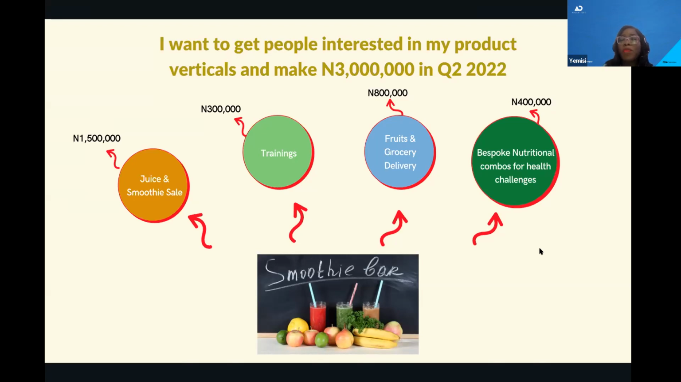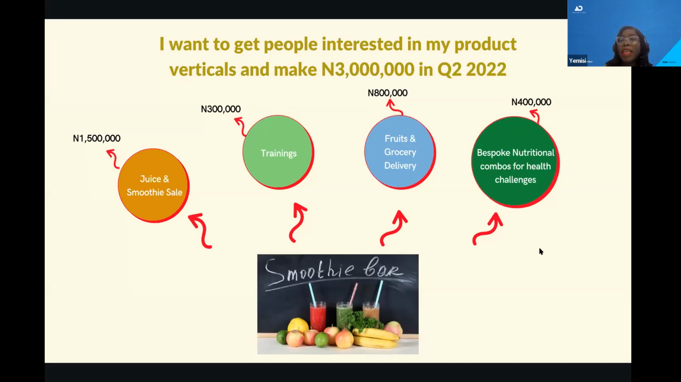Now, you don't just want to say, I can do all these things. You can put a revenue target, remember my second slide, a revenue target to each of them. Okay, from my smoothie and juice sale, I want to make 1.5 million naira. From my trainings, I want to make 300,000 naira. From my fruits and groceries, I want to make 800,000. I want everything to become 3 million naira in the second quarter.